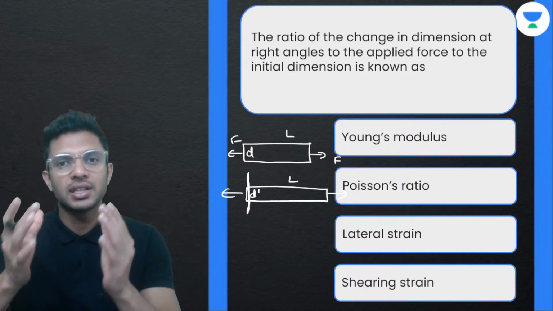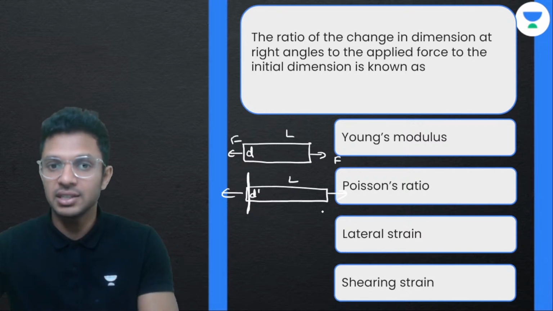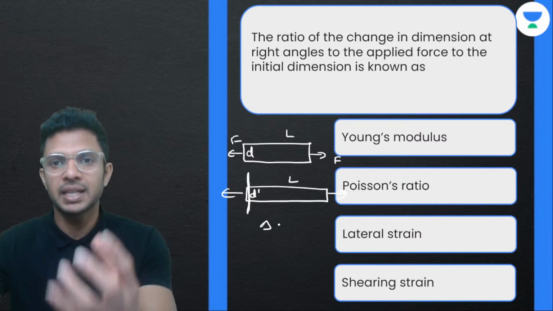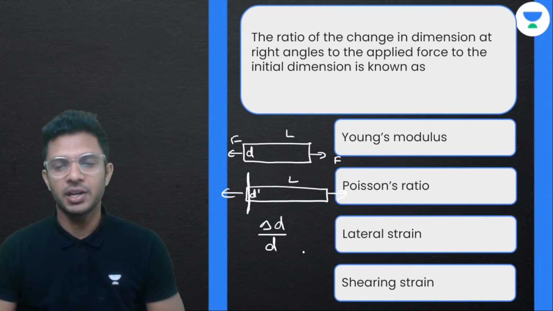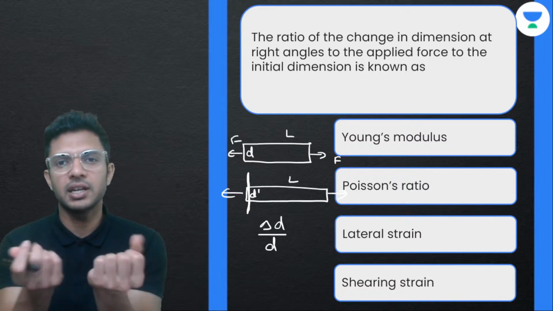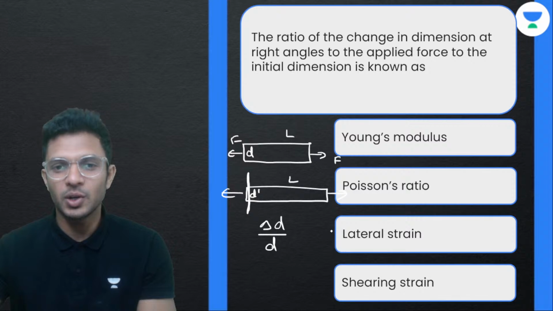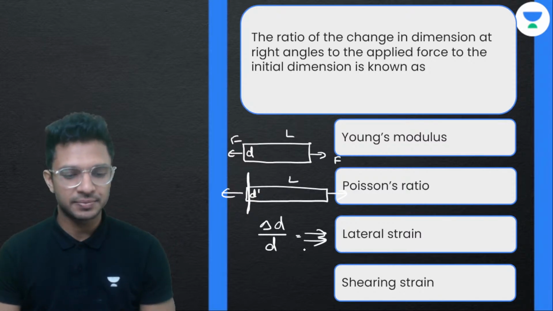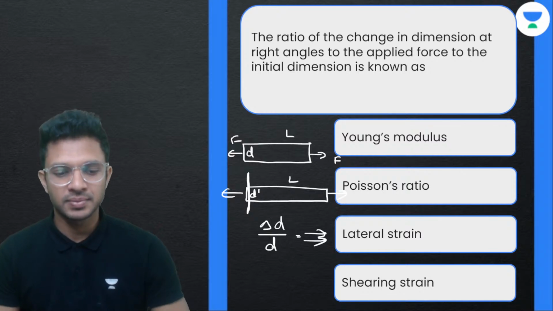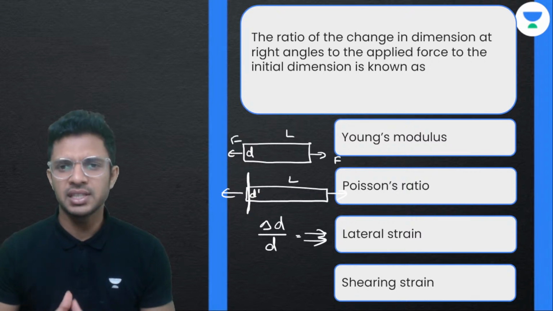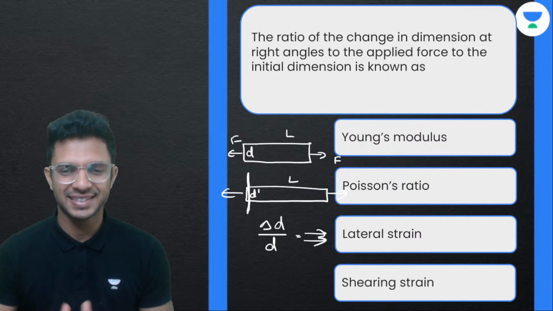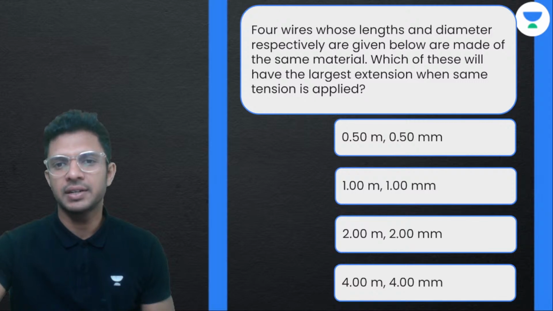Okay, so what the question is talking about is this one only, right? That is, the change in dimension which is perpendicular to the applied force. Here we have the change in diameter to its original diameter, because this change in diameter is perpendicular to the applied force. So what do we call change in diameter to original diameter? We call it lateral strain. Isn't it? Yes? A simple, straightforward question. No doubts, right? We can go for the next one.